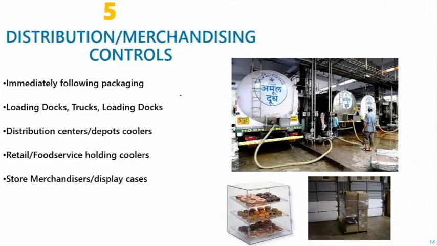All right, so moving on to the fifth one, and that is distribution and merchandising control. Whenever we are taking out milk from the tankers, we have to make sure, because the milk or the other products can come into contact with the outside environment and outside microorganisms, and that can spoil the food. And this becomes even more important in the case of highly perishable food products, and that is milk.